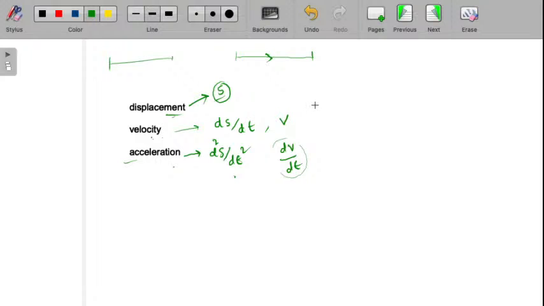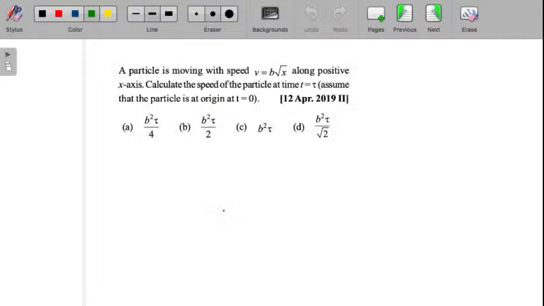Now, with these definitions and with the help of a few standard derivatives that we have already looked at, let's solve certain questions here. First, a particle is moving with a speed v equals b root x along the positive x-axis.